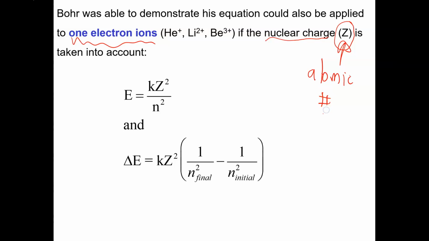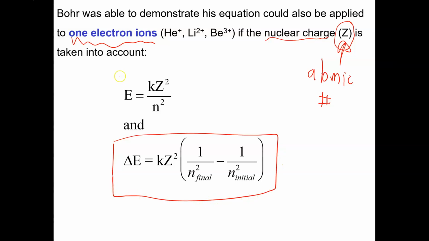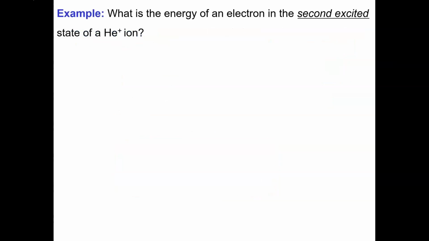So what Bohr found was if you included a term of Z squared in your energy formula, then this worked for these 1 electron ions as well. So our revised or more complete version of the Bohr equation includes a multiplier of the atomic number squared, and we just get the atomic number from the periodic table.